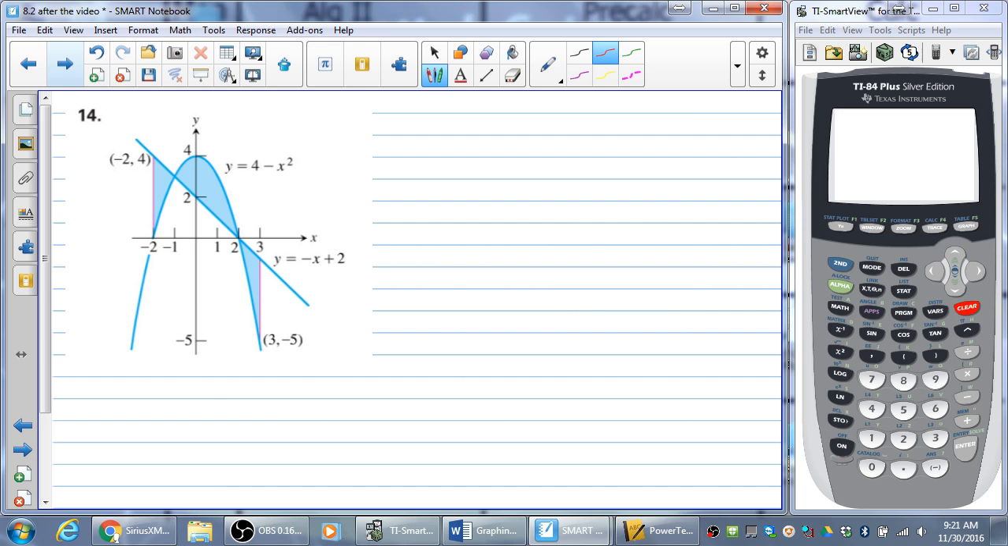This is an example of where the top function and the bottom function change places from -2 to 3. So we have to represent that. Now I don't see any symmetry here, so I'm not going to double anything. We're going to start by integrating from -2 to 1. The line is the top function, and the parabola is the bottom function from -2 to 1. So the line is the top: -x plus 2 minus 4 minus x squared dx.